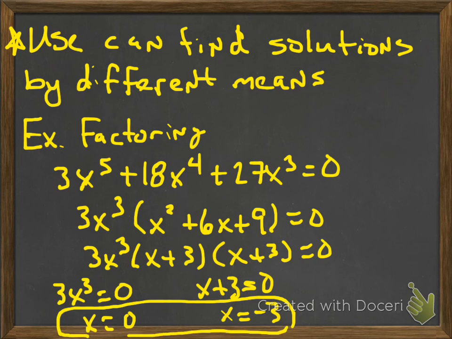Now we'll discuss what it means that it was x to the third power equal to 0. That tells you just how many times that was equal to 0, and that the x plus 3 happened twice. But that will be something we can work on later.